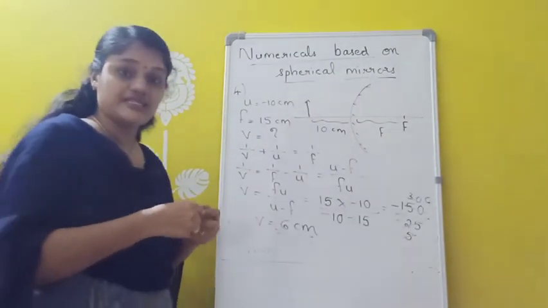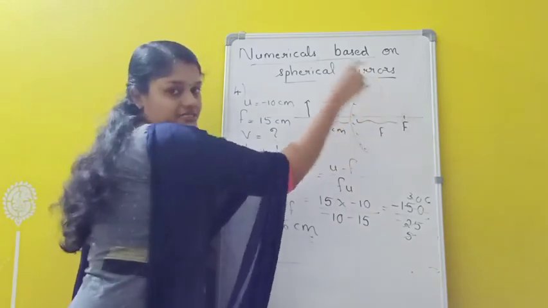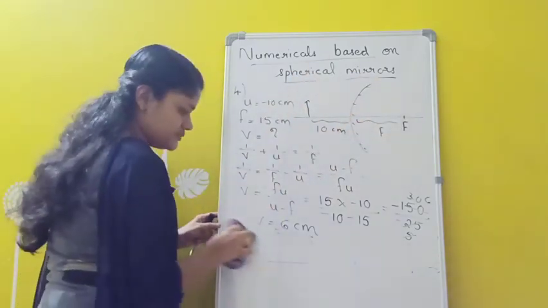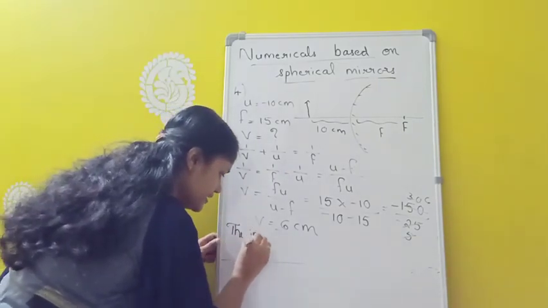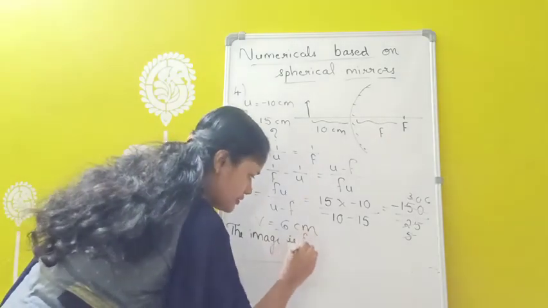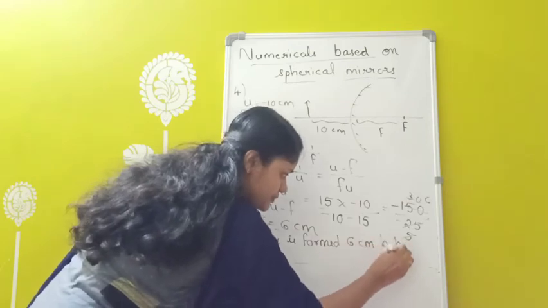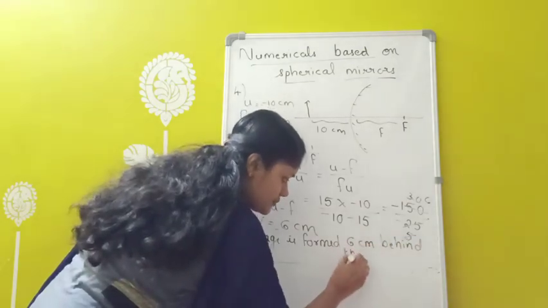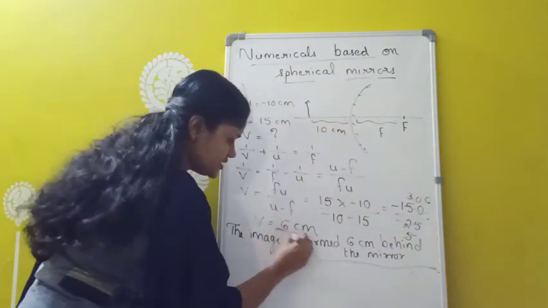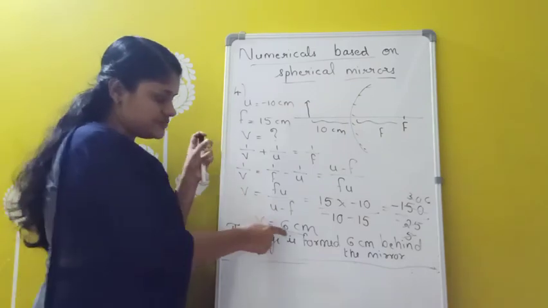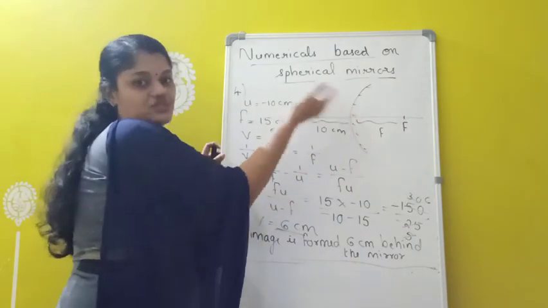That means we are getting the image 6 centimeter behind the mirror. So v plus means we are getting the image on the right hand side. The image is formed 6 centimeter behind the mirror. Okay, 6 centimeters is the answer. Whenever v is plus, we are getting the image on the right hand side, that means behind the mirror. And the left hand side means in front of the mirror.